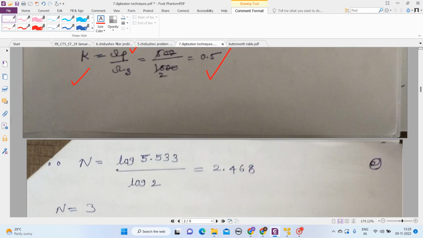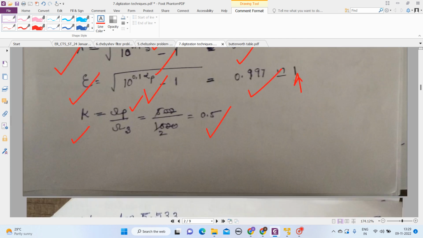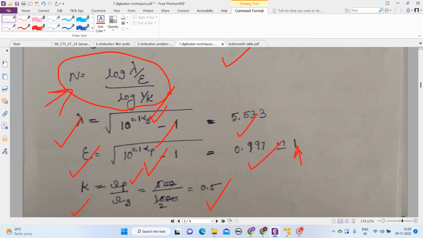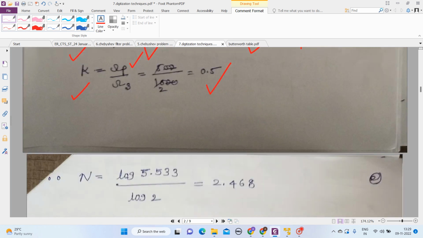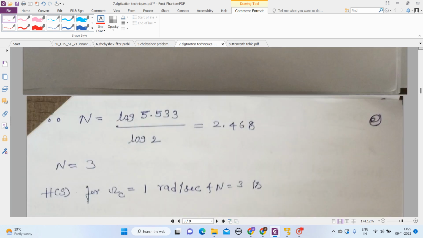Thereafter we have to substitute these values in this equation: N is equal to log lambda divided by epsilon, divided by log 1 divided by k. We get the n value 2.468. Usually we have to increase the value of n to the next higher integer value. Here we got 2.468, so the order of the filter is n equal to 3.